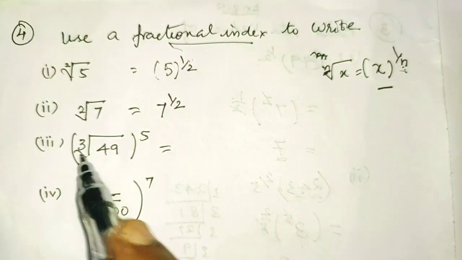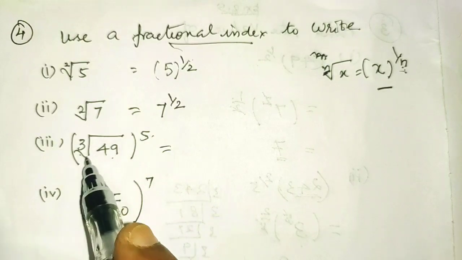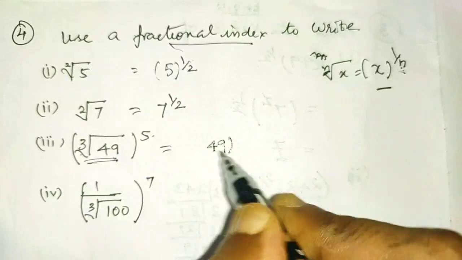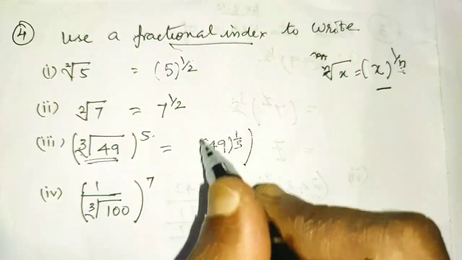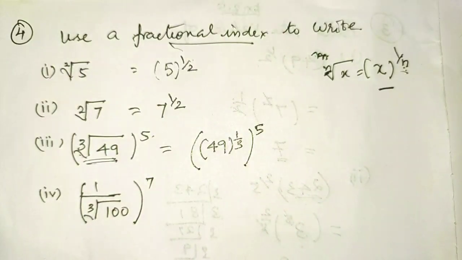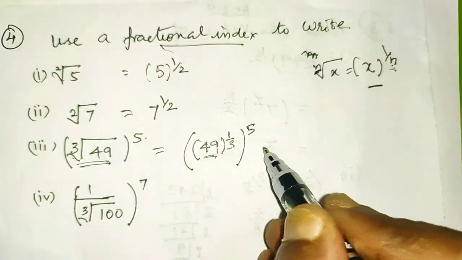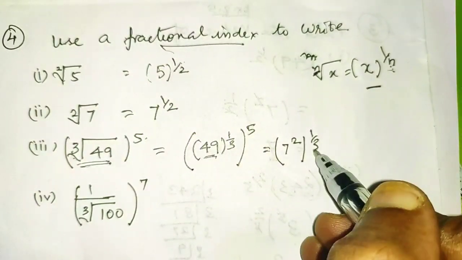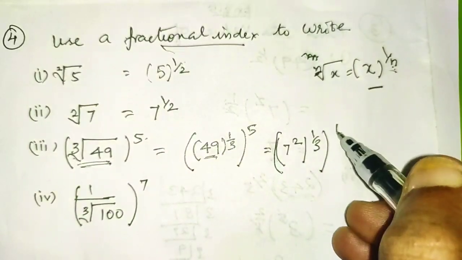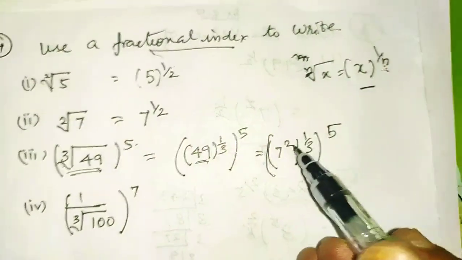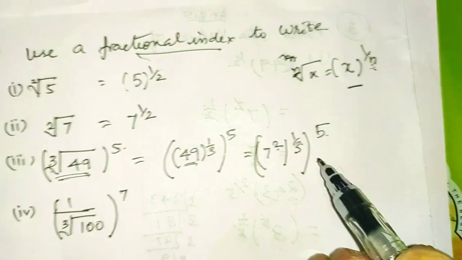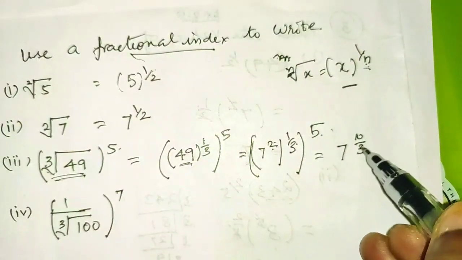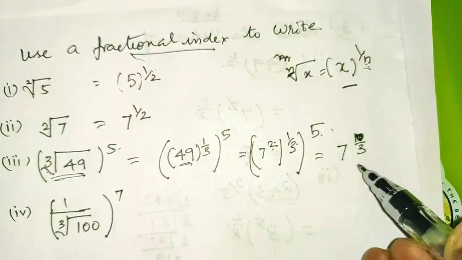In the third sum we have cube root of 49 whole power 5. First I am going to write this cube root of 49 as 49 whole power 1 by 3 whole power 5. Again you can express this 49 base as 7 power 2 whole power 1 by 3 whole power 5. Now we have the powers, 2 into 1 by 3 into 5. So you can write this as 7 power 10 by 3.